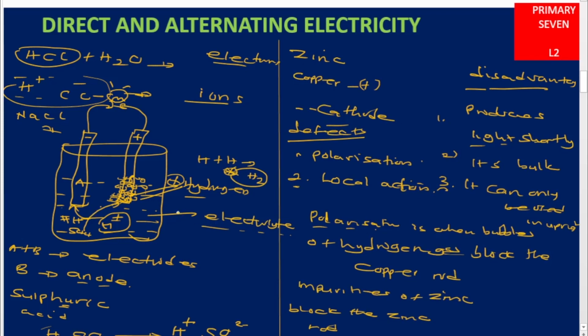So these are the disadvantages of using wet cells. One, producing light for a short period of time. It is bulky and it can only be used in upright position. The defects there, that is polarization and local action.